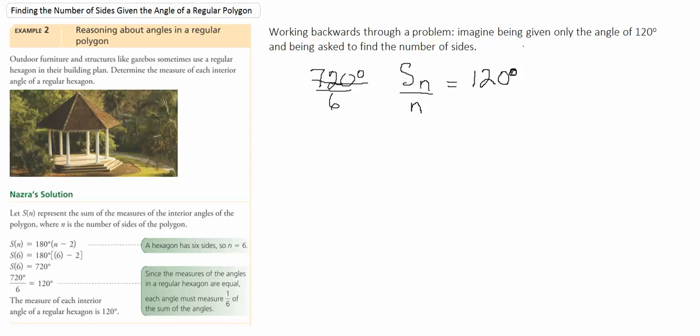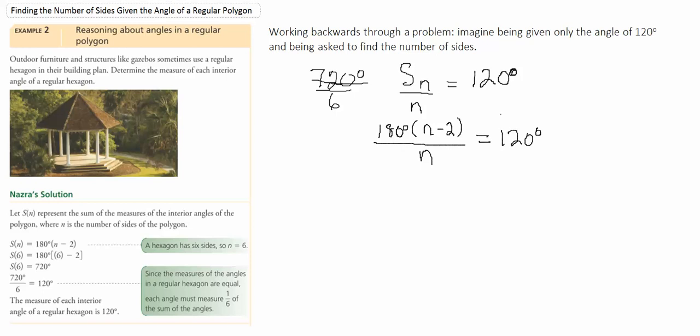And so now that's essentially what we have. And how did we find Sn? How did we find that 720? We used the formula to find the sum of the angles, so we used 180 degrees times n minus 2. So we're going to replace that Sn with the equation we would use to calculate it and divide it by n, and that's equal to 120 degrees.